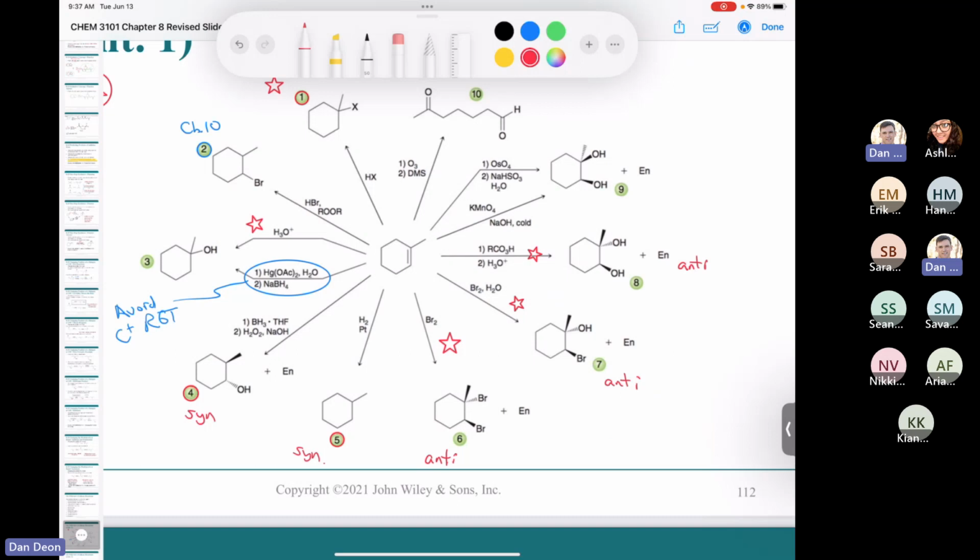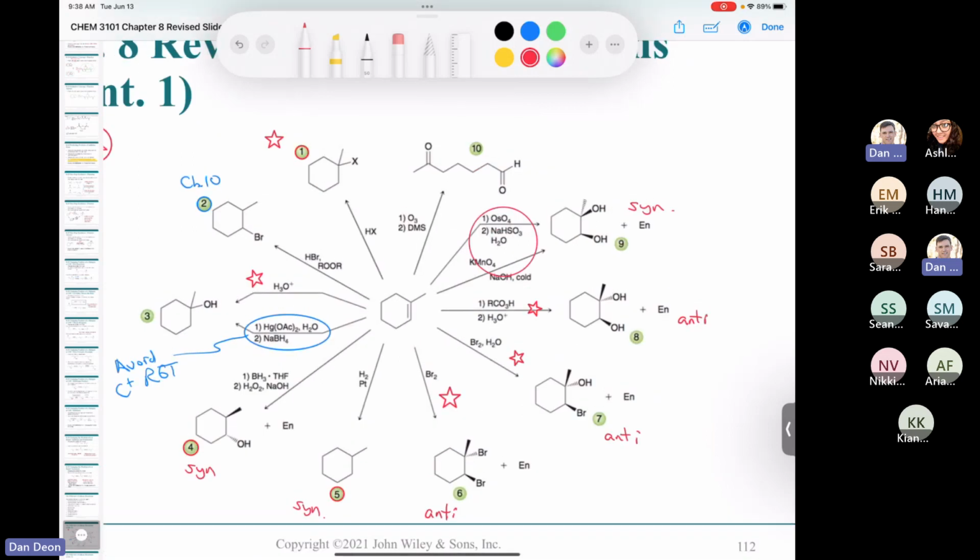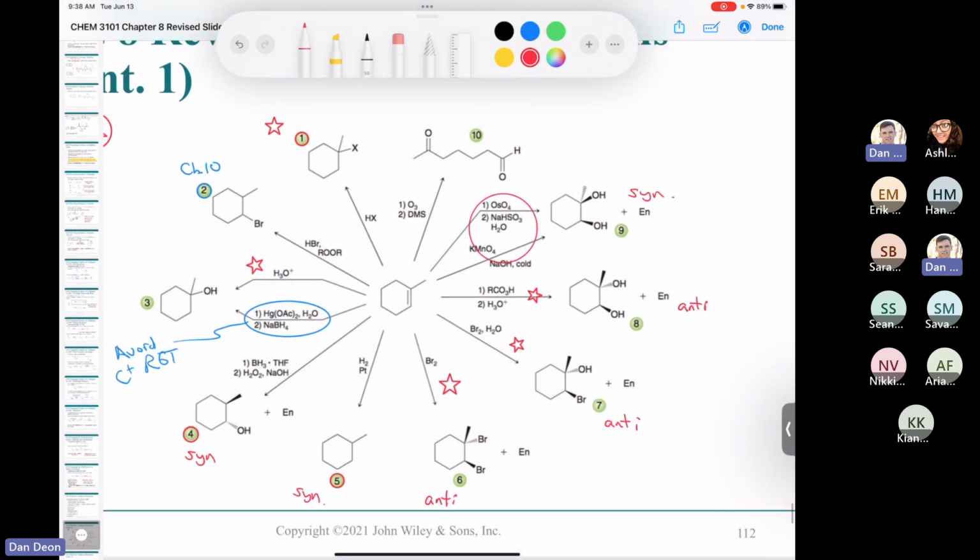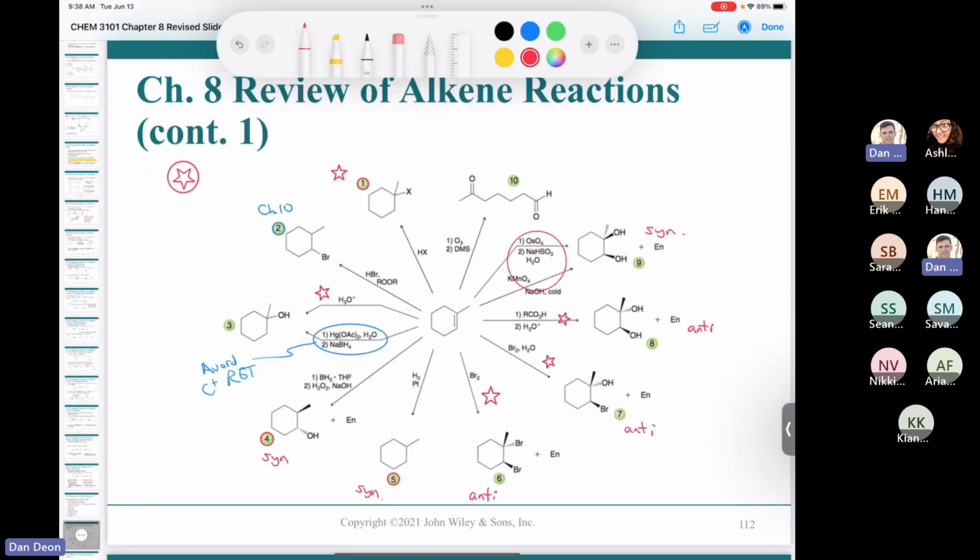The next one is either one of these. It's going to be syn addition. So this is syn addition, and there's several ways to do that. And you don't need to know the mechanism of that reaction. And the last one is oxidative cleavage, and there's no syn or anti there to even worry about. So there you go. That is all the material that we covered in this chapter.